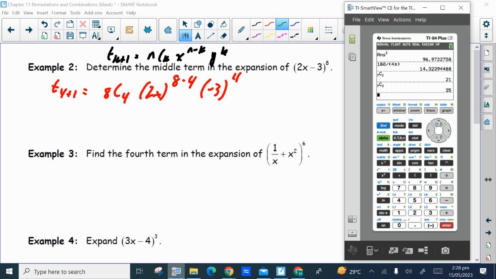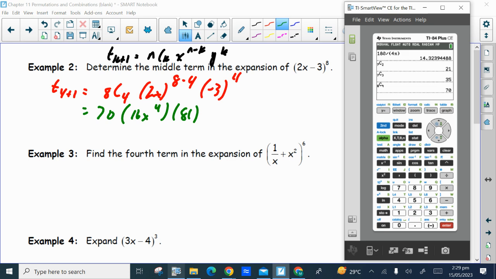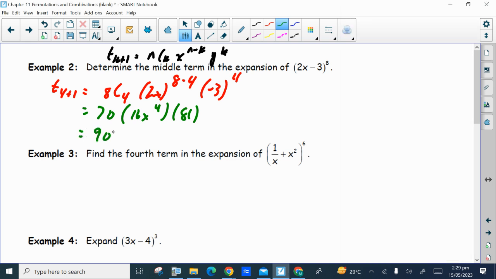So 8c4 is 70 times 2x all to the power 4 would be 16x to the fourth, and negative 3 all to the power 4 would be positive 81. So we need to multiply those three coefficients together. 70 times 16 times 81. There's our final coefficient, 90,720 x to the fourth. There's that term.